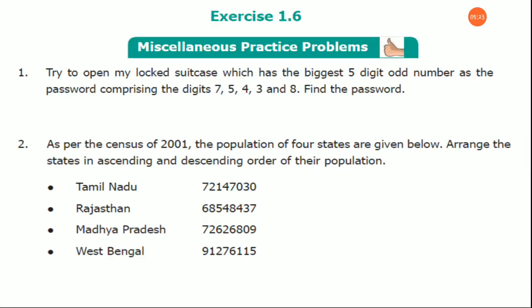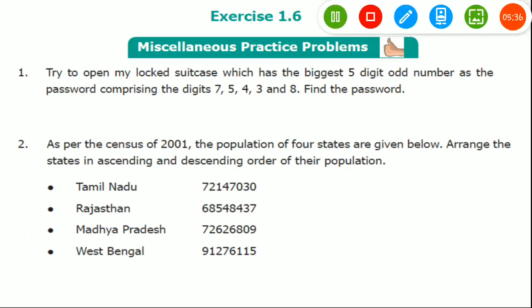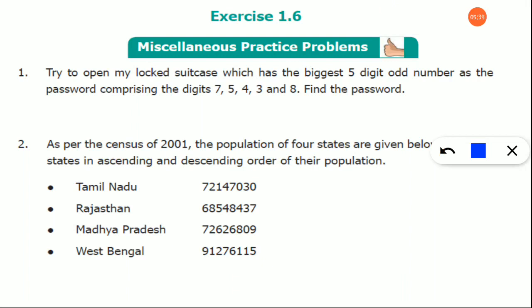Clear? Now, there are a few miscellaneous practice problems. I'll just tell you how to do it and you're going to solve it on your own. Tomorrow we'll discuss the answers, okay? First one, try to open my locked suitcase which has the biggest 5-digit odd number as the password. And the digits are, they have given you 5 digits and they are asking you to find out the password. The only hint that they are giving is, it is the biggest 5-digit odd number. Okay, odd number means it should end with an odd number. And what are the odd numbers given here? 7 and 3 are there.